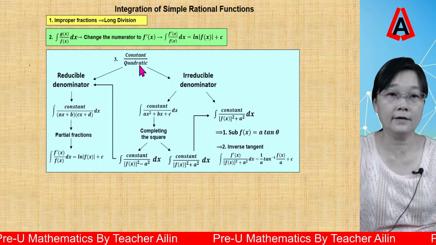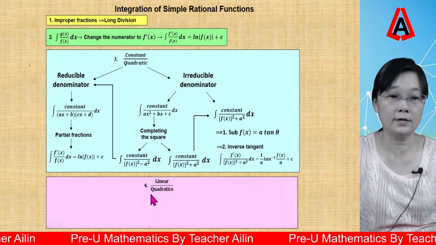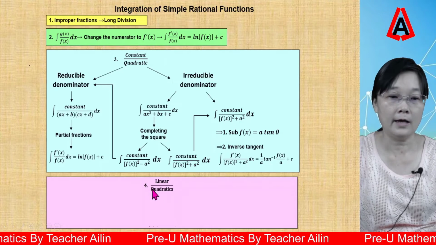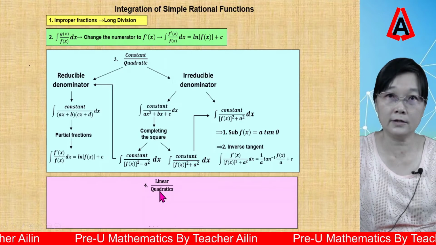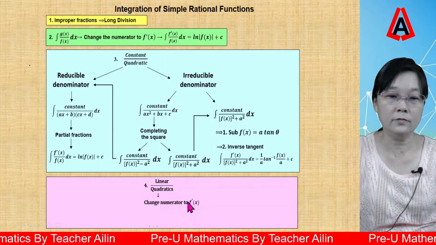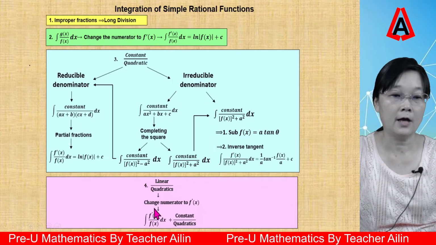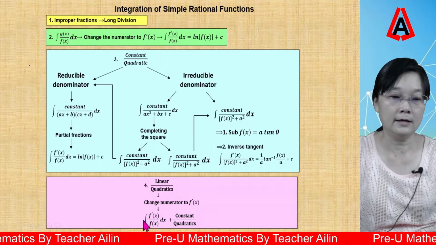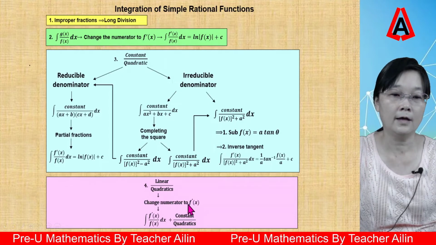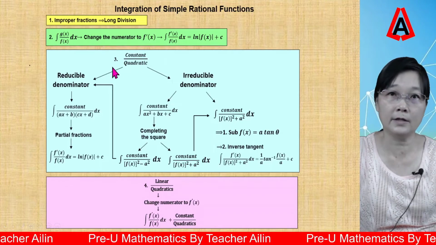Next, if the rational function is not in this form, then we should double check whether it is in this form where the numerator is linear and the denominator is quadratic. If it is so, then we must change the numerator into the derivative of the denominator. After this has been done, then we are able to integrate this integral by using this formula. As for this one, we are going to repeat the same step as in step number 3.